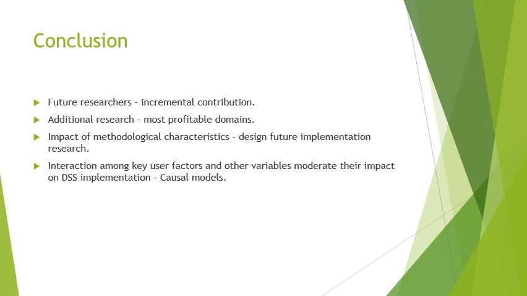Most of the previous studies examine the direct relationship between each of the user factors, whereas this study suggests the interaction effects among these key factors and other variables that seem to moderate their impact on DSS implementation, which in turn implies that the future research efforts should be directed towards developing something like a causal model for DSS implementation, because it helps put the user factors together in a form that makes their interrelationships explicit.